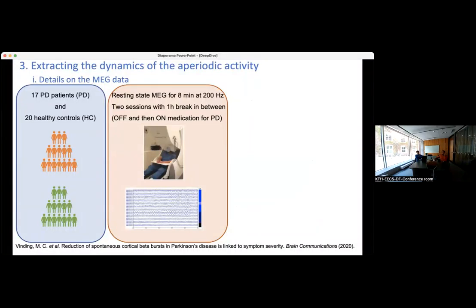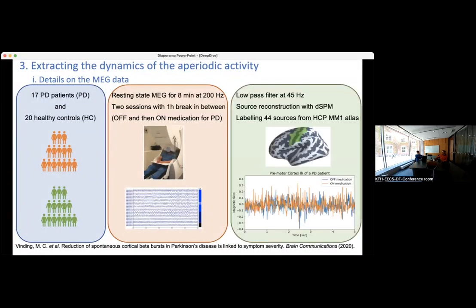We use, as we talked before, resting state, so people are fixating on a cross, and we measure their brain activity for 8 minutes. It's recorded at 1 kilohertz, but then we downsample to go faster in the analysis. And we have 2 sessions. People are first deprived of their medication, so they stop medication for at least 12 hours, and we have a first measurement, and then they take their medication, and we measure again. So yeah, these are details.